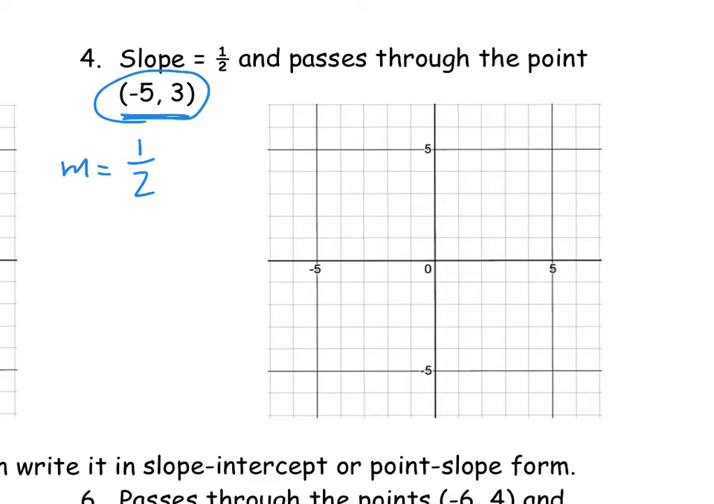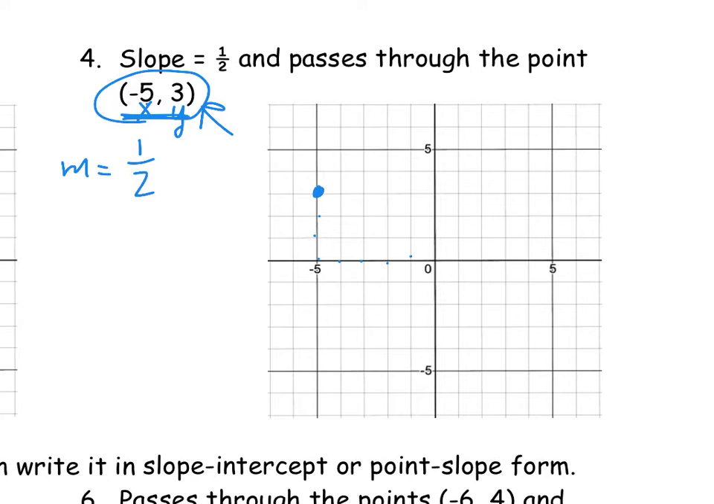Now, that point, -5, 3, this is my x and this is my y for the point. So I start at the origin and go back -5, 1, 2, 3, 4, 5, and go up 1, 2, 3. That's the point that they're talking about right there. And then you kick in your slope. I'll put that in red.